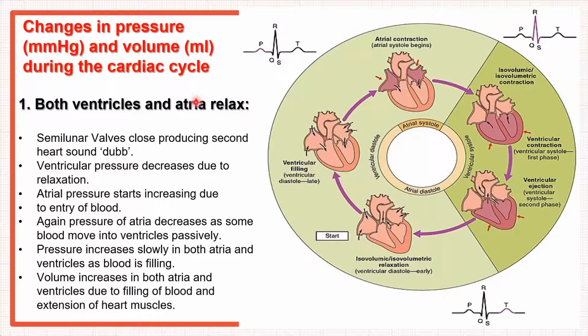So let's talk about when both the ventricles and the atria are relaxing, right? The first stage, the diastole. When the ventricles and the atria are relaxing, this is the phase we are talking about. You can see the atria is also relaxing, and the ventricle is relaxed at this stage till here. During cardiac diastole, the semilunar valves are closed, right? Semilunar valves, meaning the pulmonary and the aortic valves, are closed.